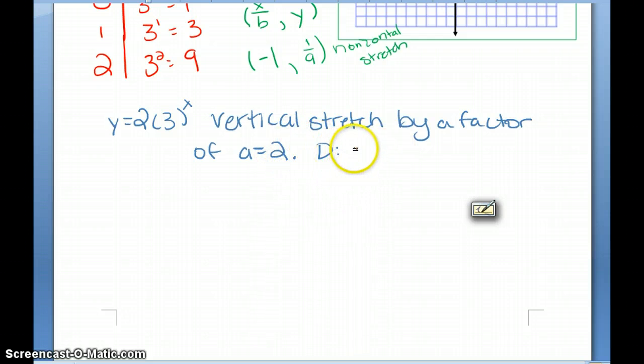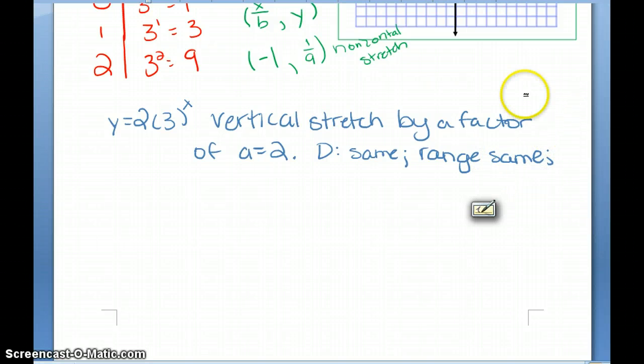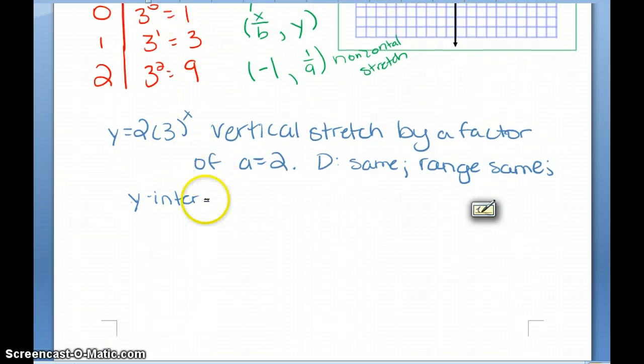Then what happened to the domain? Well, your domain stayed the same. You can look at your range, and if you compare that, your range stayed the same. Looking at your y-intercept, did it change at all? Remember, we had a vertical stretch that's affecting those y values, so yes, our y-intercept did change. Our intercept is now at 0 and 2, so that y value doubled compared to our base function.